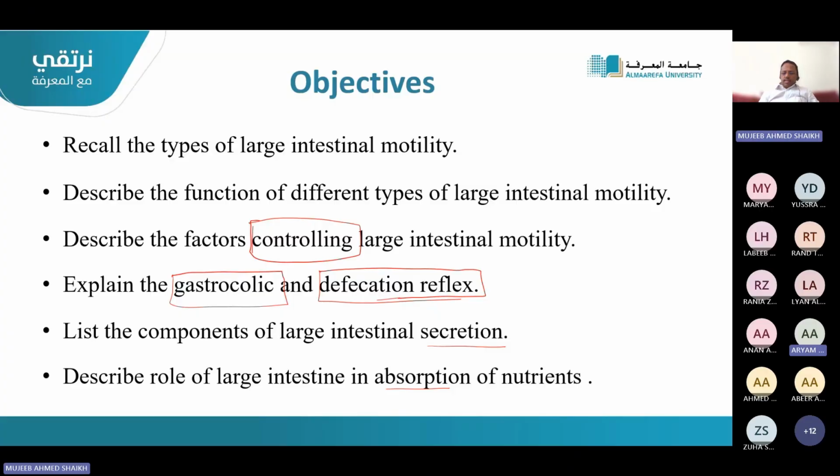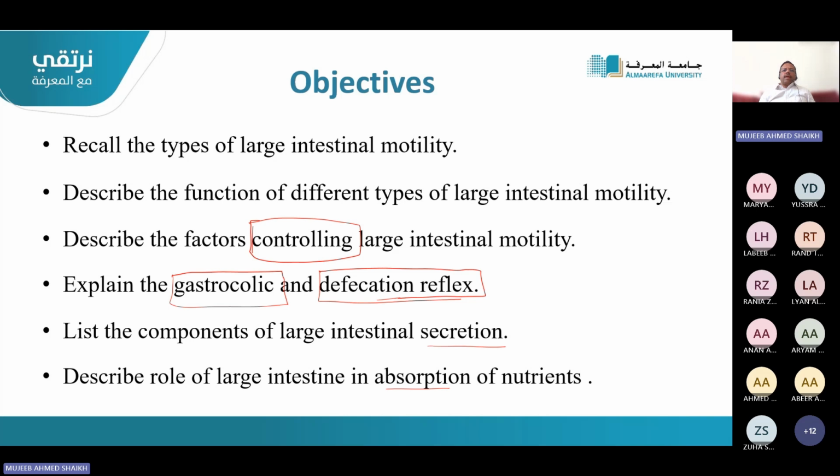Okay, so in this lecture, very quick, in 5 minutes, we will go to the actual slide just for the purpose of the recording. In this lecture, we are seeing the physiology of the large intestine. It will consist of motility, digestion, absorption, and secretion.